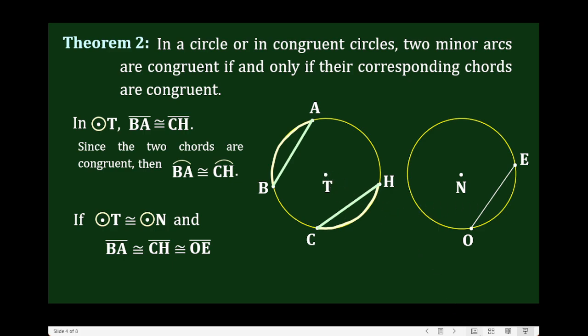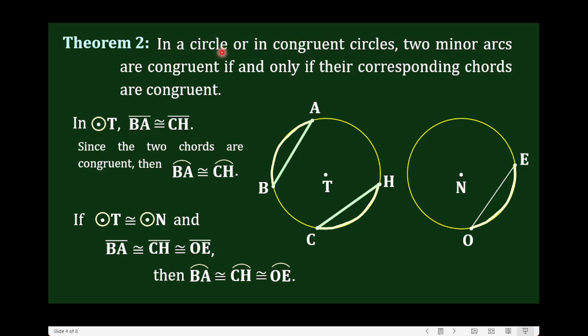So what does this imply? It means arc BA, which corresponds to segment BA, is congruent to arc CH, which corresponds to chord CH, and is also congruent to the third chord of circle N. So that is what the statement means.